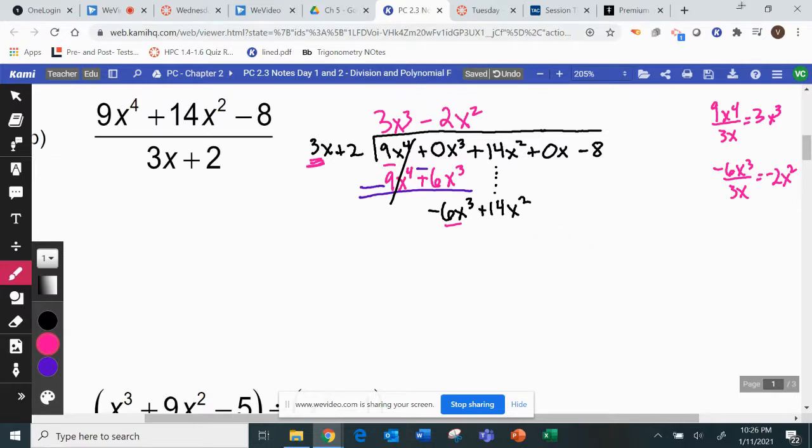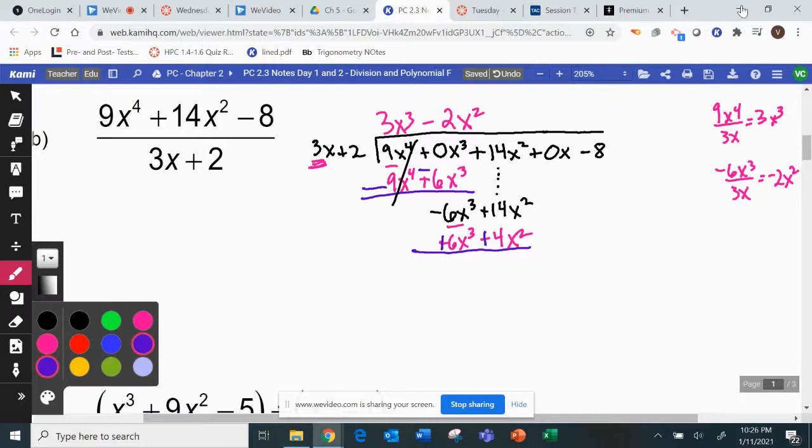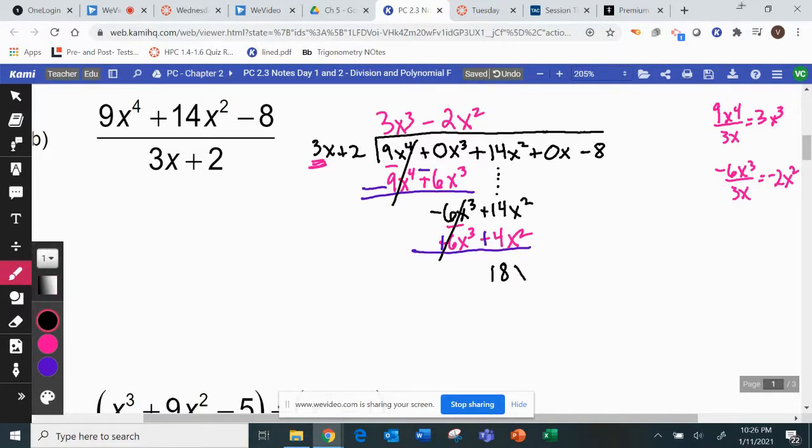Multiply that negative 2x squared by 3x. So that's going to be negative 6x to the third. Multiply the negative 2x squared by the 2. So minus 4x squared. Draw the line, change the signs. These cancel out and we get 18x squared. Bring it on down.